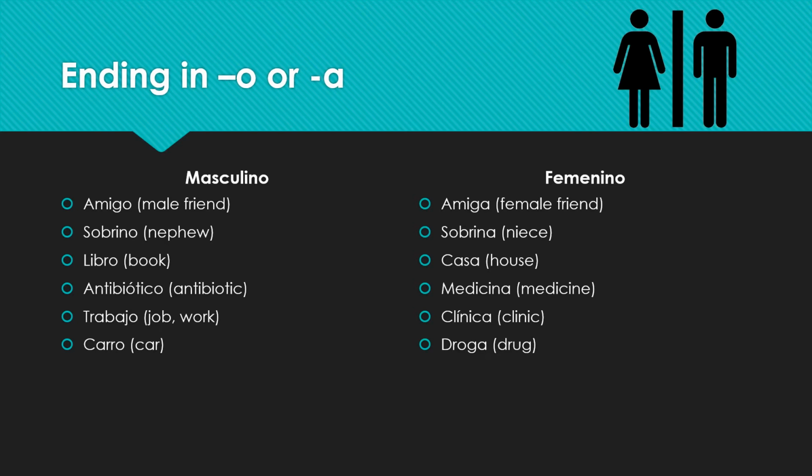So on the left we have the masculino words, and that is amigo, sobrino, libro, antibiótico, trabajo, carro. Some examples of feminine words are amiga, sobrina, casa, medicina, clínica, droga.